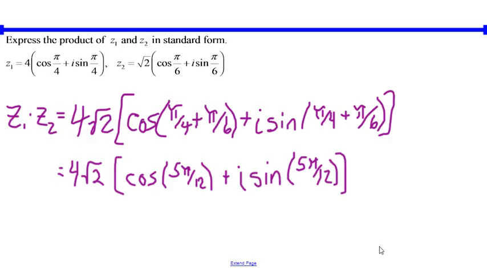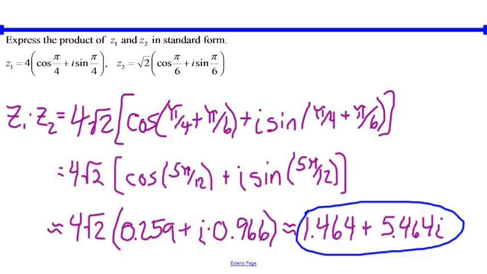Next, we would have to find a common denominator for pi over 4 plus pi over 6. If we do that and simplify, we get 4 radical 2 times the quantity cosine of 5 pi over 12 plus i times the sine of 5 pi over 12. The next step of simplifying, we would get 4 times radical 2 times the quantity of the cosine of 5 pi over 12, which is approximately 0.259, plus the sine of 5 pi over 12, which is approximately 0.966. So our final answer is approximately 1.464 plus 5.464 times i.